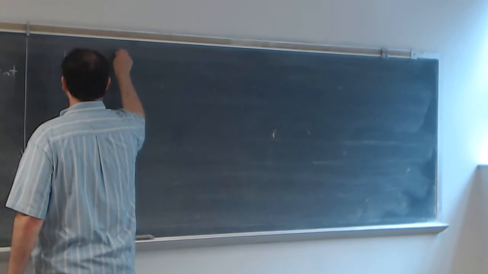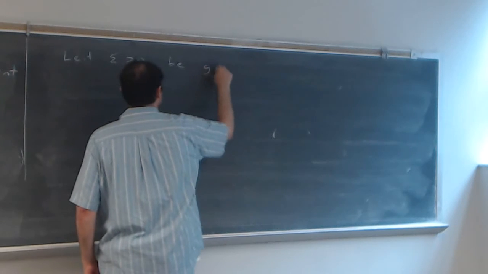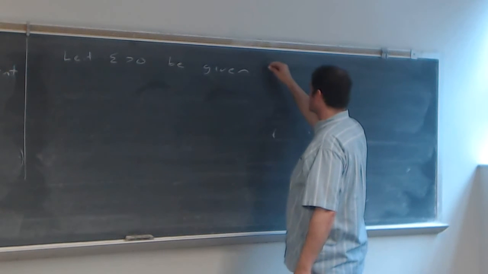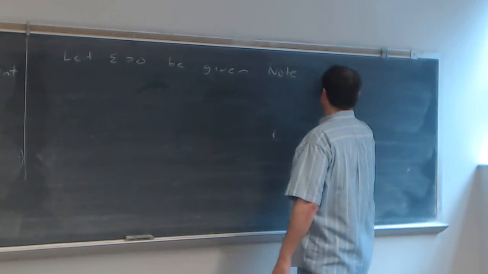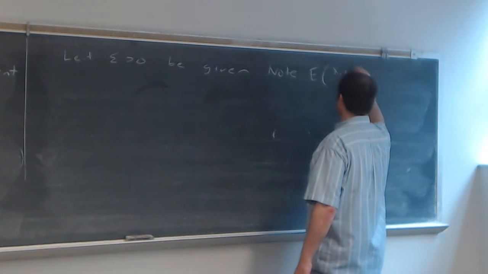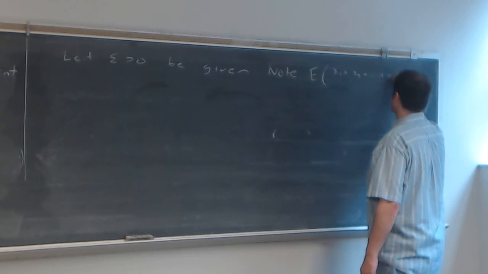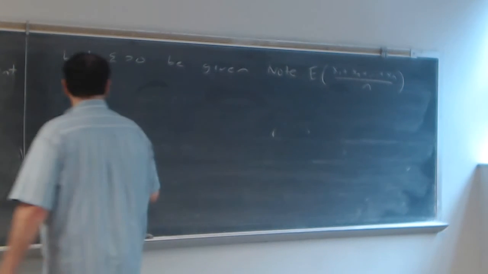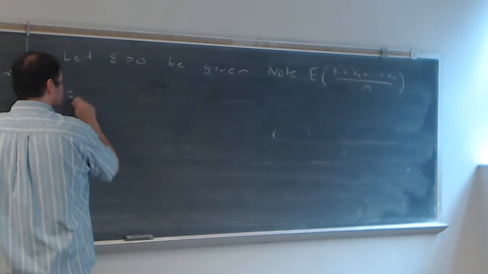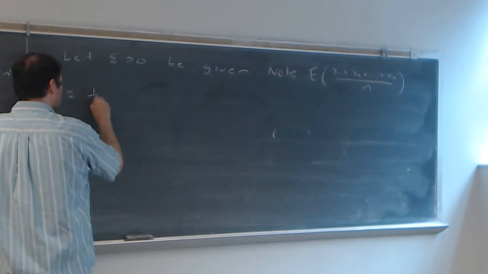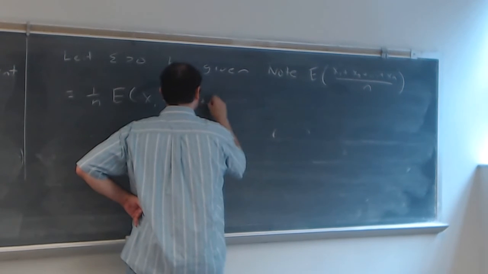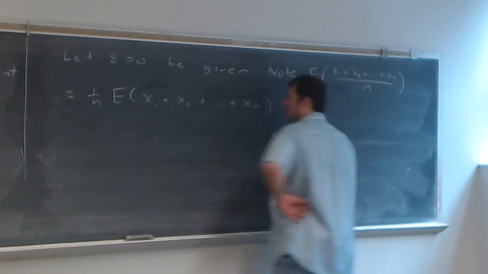Okay, so here we're going to let epsilon be greater than zero be given. So note the expected value of (x1 + x2 + ... + xn)/n over here. So let's look at this guy. Well, this is equal to, I pull out the 1 over n. I'm left with the expected value of x1 plus x2 plus ... xn.